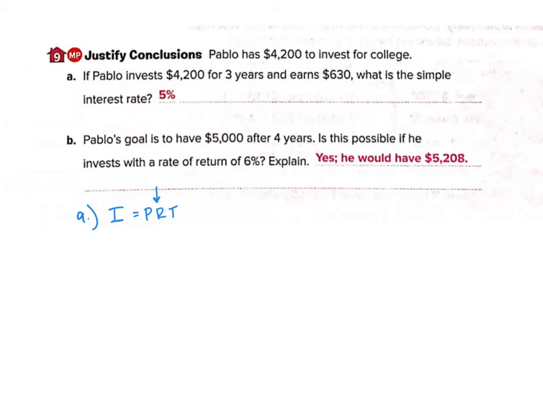So the interest is he's making $630. The principal is he has $4,200. I don't know the rate, so I'm going to keep that as R. And the time is 3 years. So I can chunk this together and multiply 4,200 times 3, and I'll get 12,600 times R equals 630. Then to get R by itself, I'll divide both sides by 12,600 so that those cancel out.